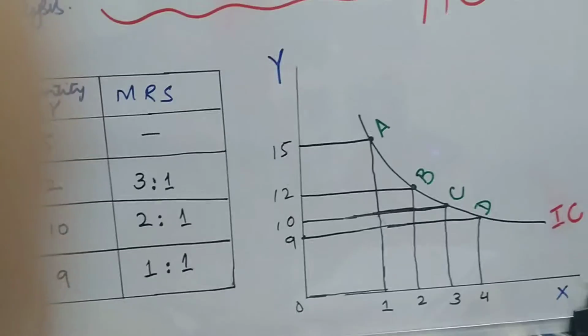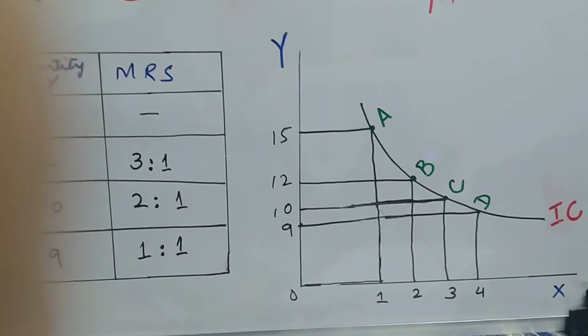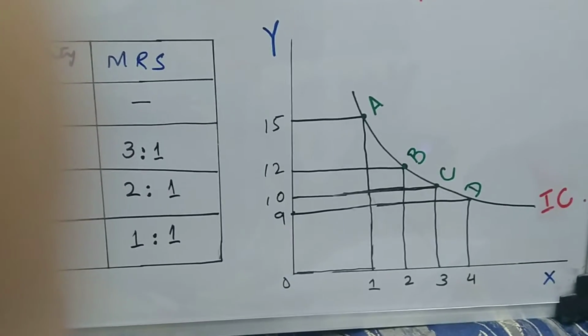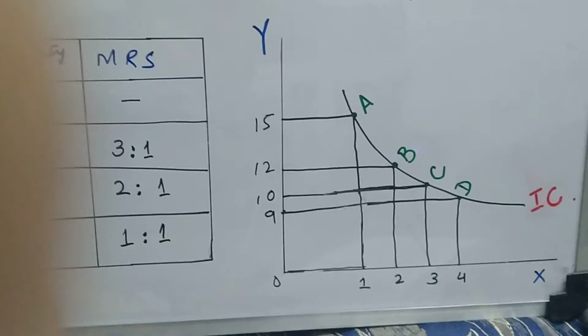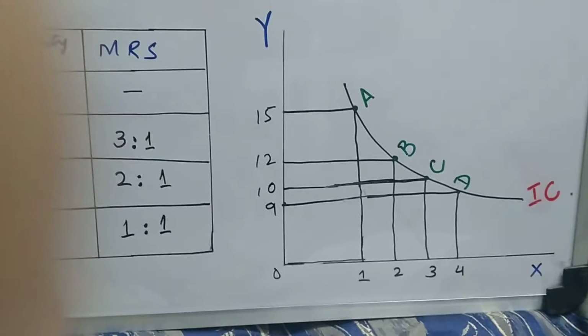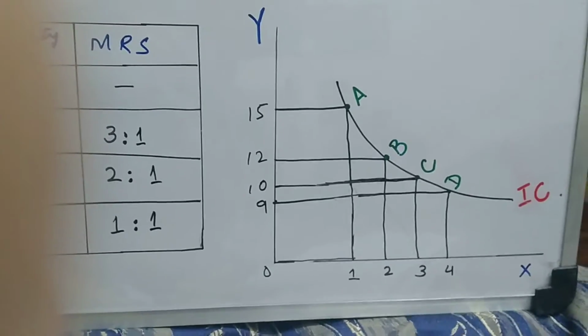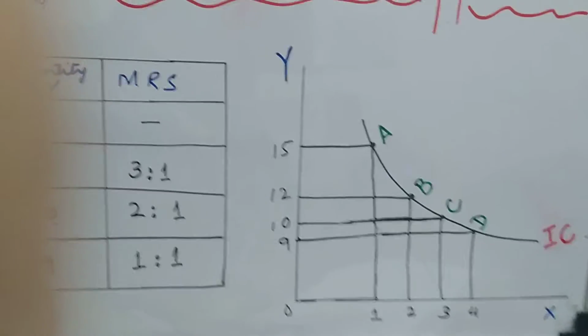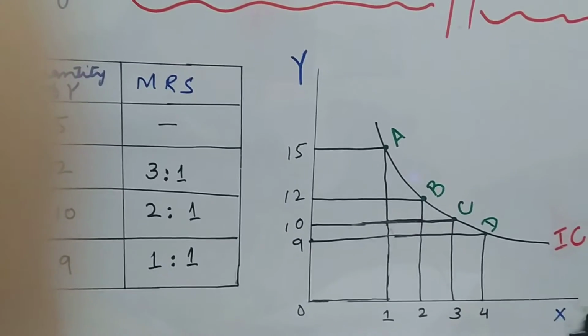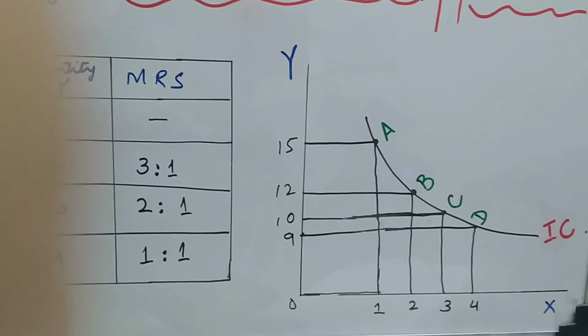As all of you know, an indifference curve is the locus of different combinations of two commodities that give the consumer an equal level of satisfaction. On the x-axis we have taken good X, and on the y-axis we have taken good Y. There is a curve which is convex to the origin, and this curve is the indifference curve.